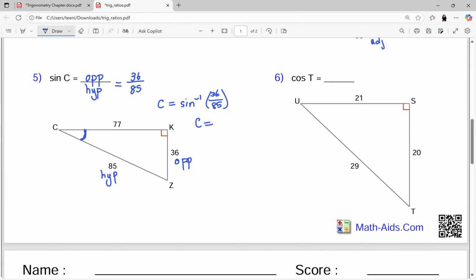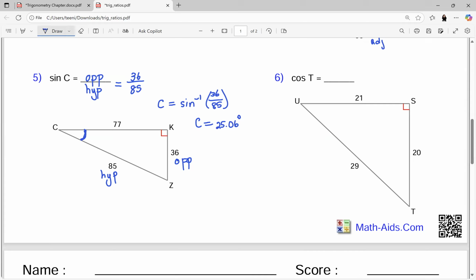You got anything yet, love? Okay, I'm waiting for you. Take your time. This is the answer, 25.06. That's correct. The answer is 25.06 degrees. Good job. All right.